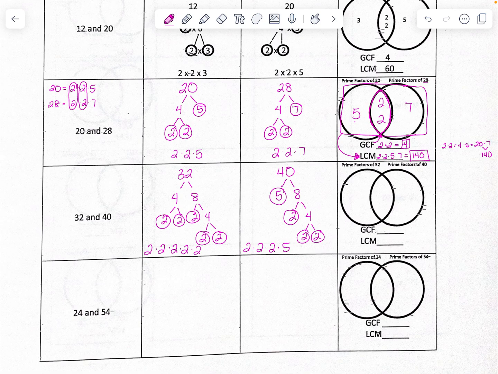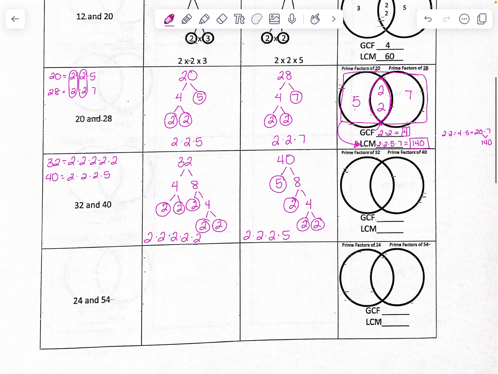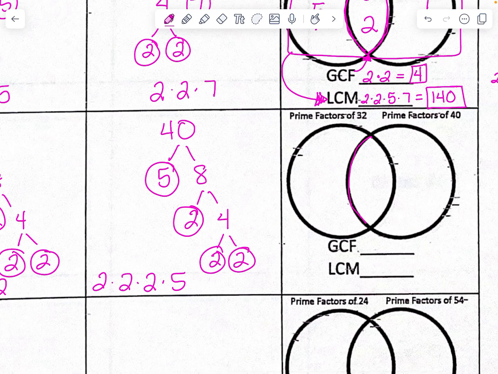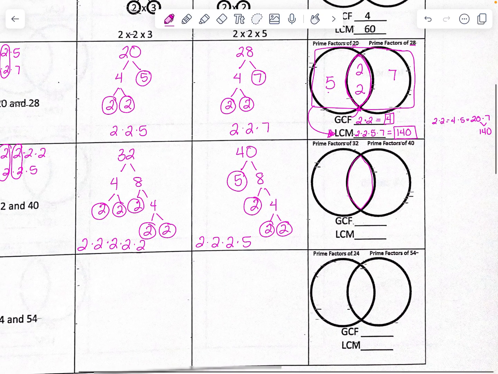Then I'm going to come back over here. 32 is equal to 2 times 2 times 2 times 2 times 2, 5 2's. 40 is equal to 2 times 2 times 2 times 5. All right, now we're looking for things that they have in common. They have this 2, this 2, and this 2 in common. So the things they have in common, I'm going to put inside where they both match up right here. I have circled 3 separate 2s, so I'm going to put 3 2s right there in the middle.